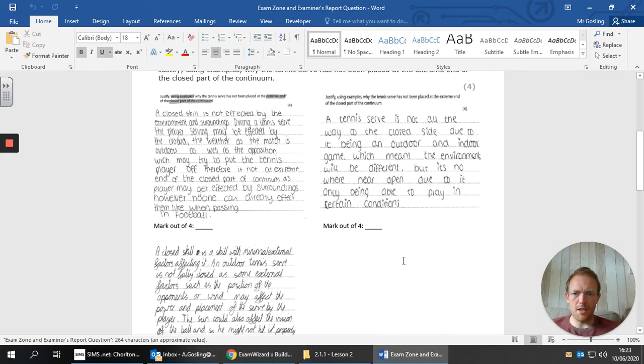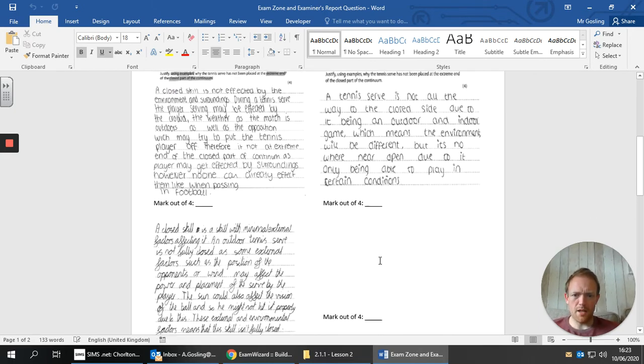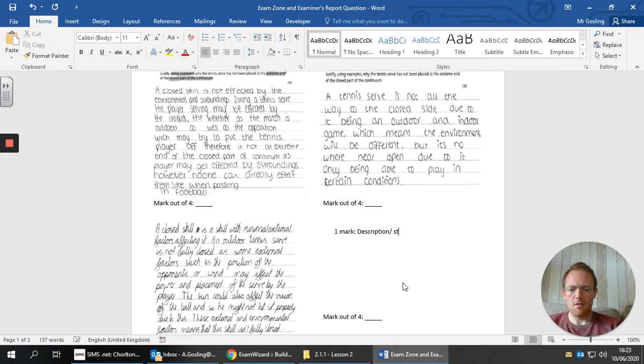So this is what you'll see. A mark out of 4 there. And what you're looking to do is see, have they given it an explanation? So 1 mark for a description or statement of a closed skill. So have they given that, and was it right?